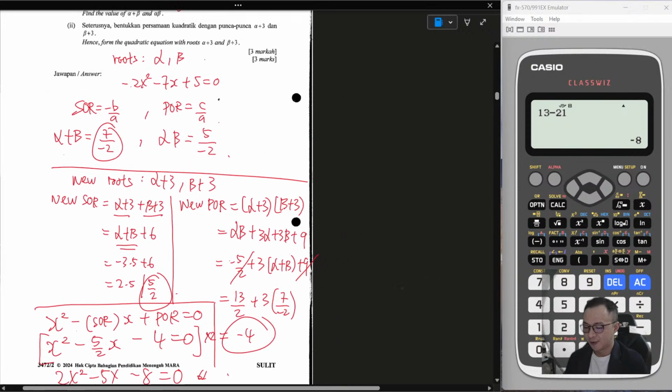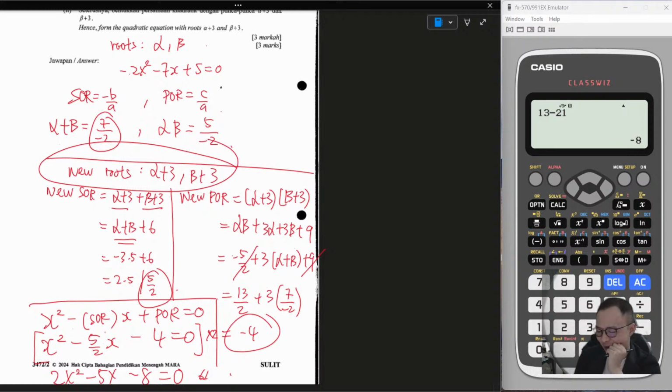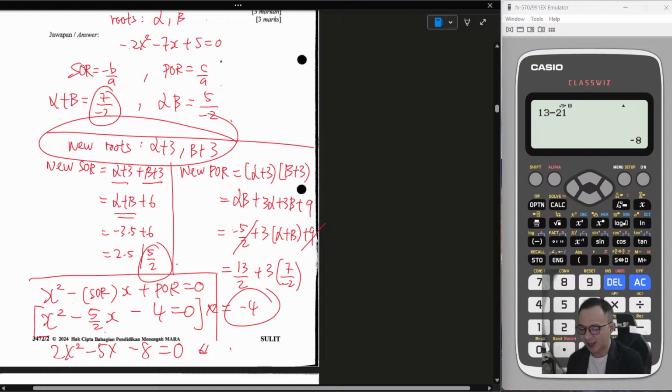Yeah. So even if you get new roots, you don't panic. Because a lot of students, when they see there's a new root there, they have no idea what to do. As usual, find the sum of root and find the product of root. What's the meaning of sum of root? Both of the given roots, right? We're going to add them together. Product, we multiply them together. And then from there, you will get some number.